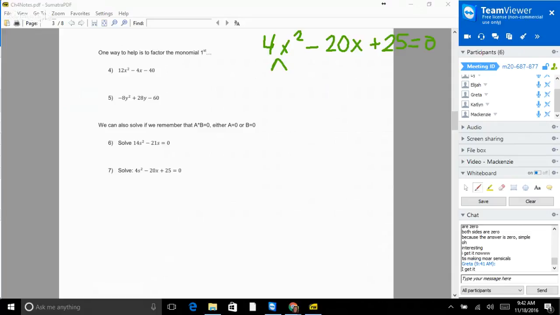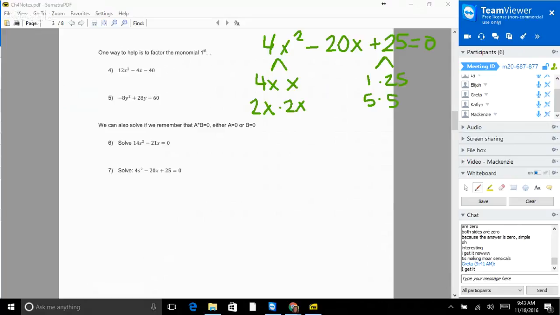So to get 4x squared, I can either do 4x times x or 2x times 2x, right? And to get 25, I've got several options. I've got 1 times 25. I've got 5 times 5. And then I have the negatives of both of those.